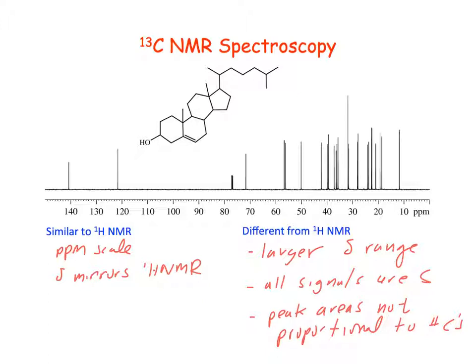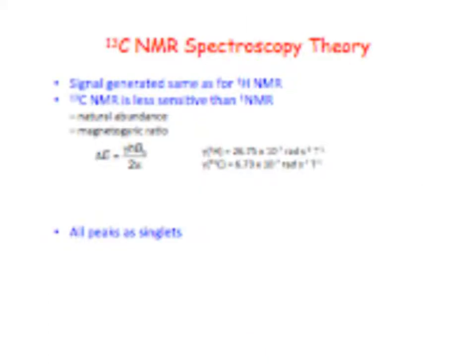We already know that C13 NMR is reasonably insensitive, right? So what was the reason for that? Just the abundance, right? It's only 1.1 percent natural abundance. But that's not the only reason.